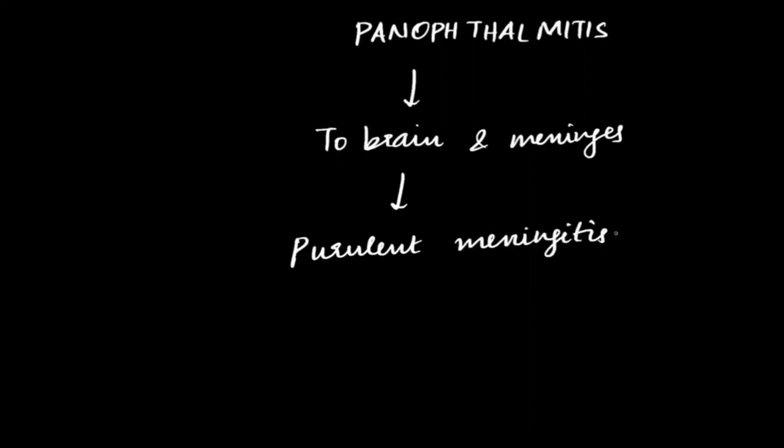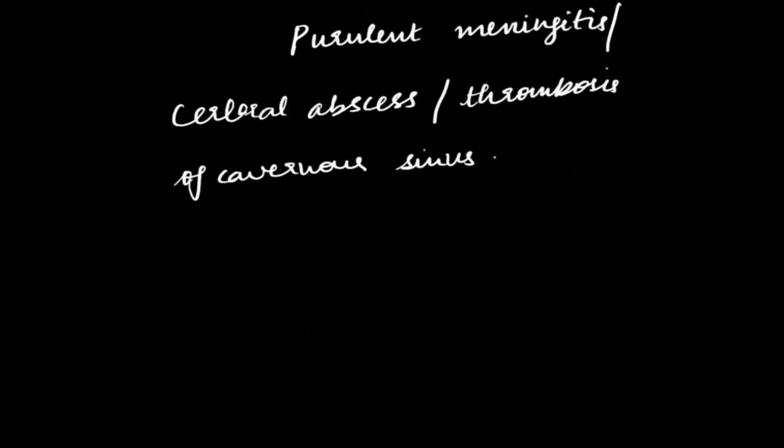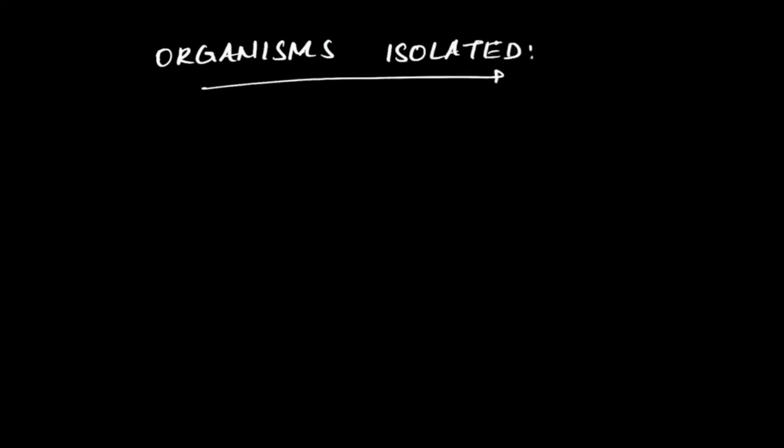So resulting in purulent meningitis, cerebral abscess or thrombosis of cavernous sinus. Thrombosis of the cavernous sinus is the most severe form of orbital cellulitis. So, as it is an inflammation, organisms could be isolated from the inflamed tissue.